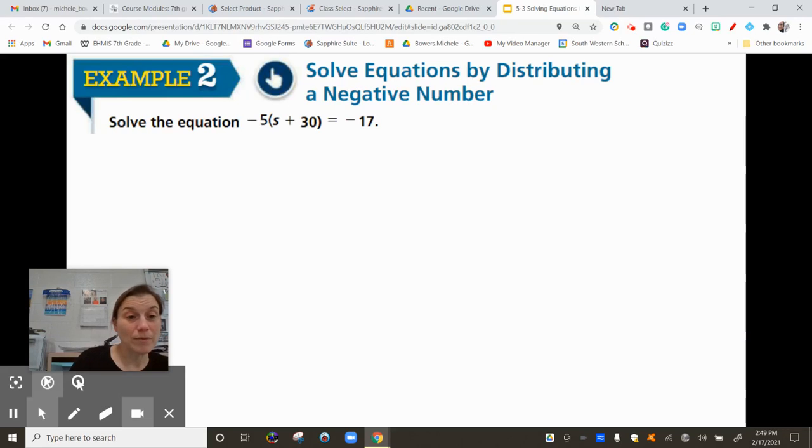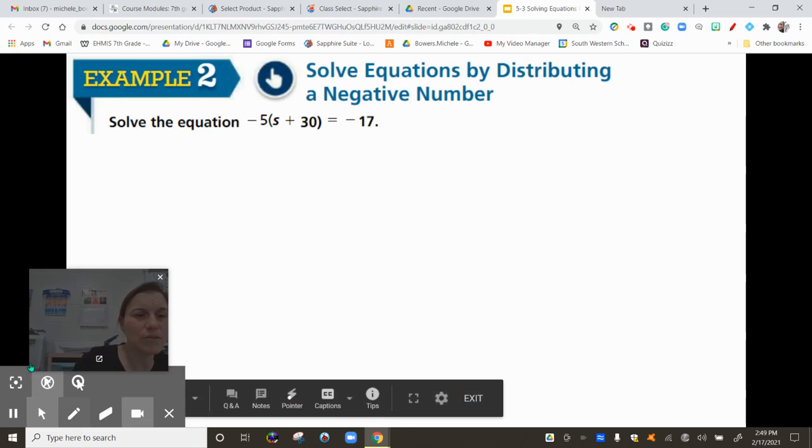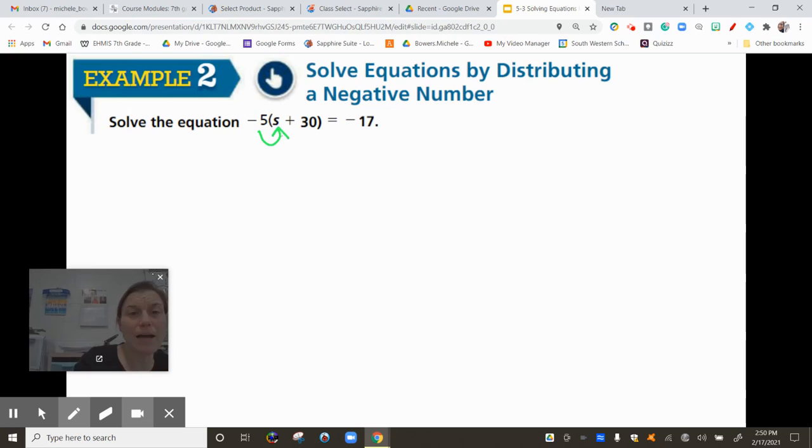So I have this non-word problem, and it's abstract. So I don't know what S represents. I'm just going to find out what S equals. To solve this equation, the first thing I need to do is use the distributive property. That means I'm going to multiply all the numbers inside the parentheses by the -5 on the outside. I have to be very careful, because on the outside is a -5. So -5 times S is -5S. Plus -5 times 30 is -150 equals -17.